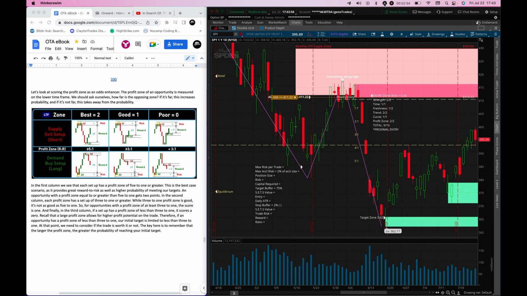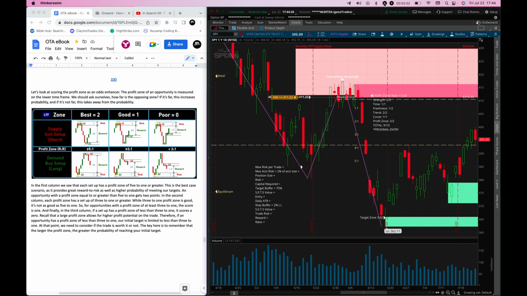In the second column, each setup has a profit zone of 3-to-1 or greater. While a 3-to-1 profit zone is good, it's not as good as 5-to-1, obviously. So for opportunities with a profit zone of at least 3-to-1, the score is 1 point. Finally, in the third column, if a setup has a profit zone of less than 3-to-1, it scores 0 points.